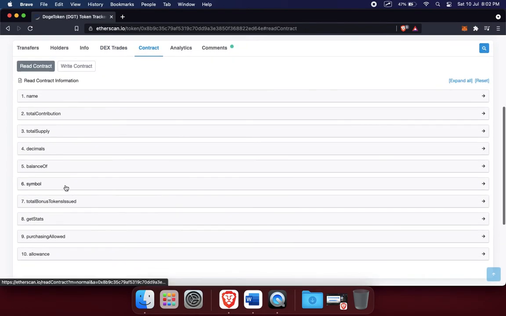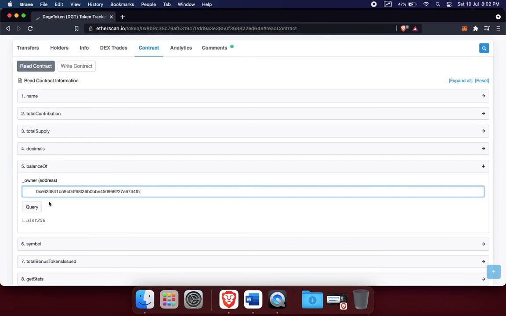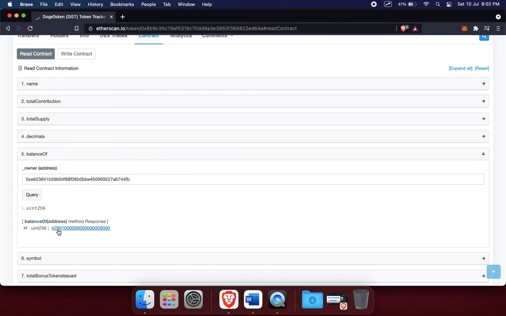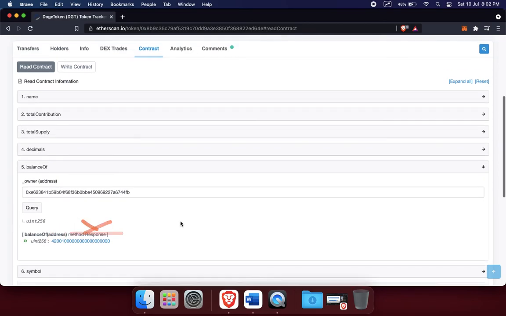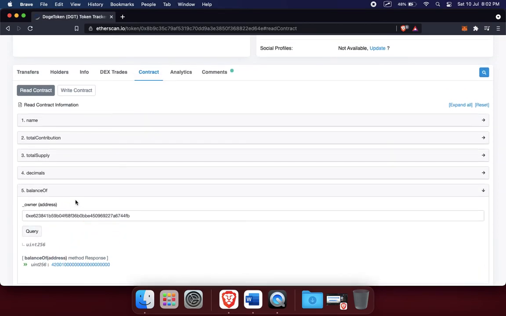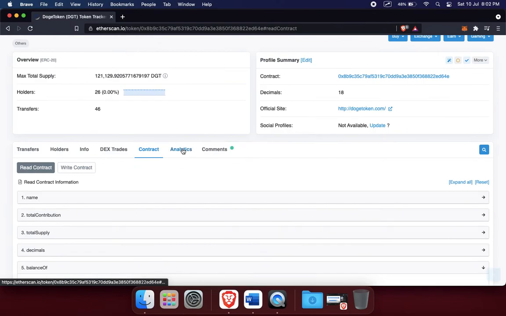Contract. So as I said, you can read the contract. You can go to balance off, click the address. I put in this address from just now. It should be 42,001. Right, 42,001. Just look at that. Ignore the other zeros, that's just the decimal places which Solidity displays numbers as. I won't go into the others.